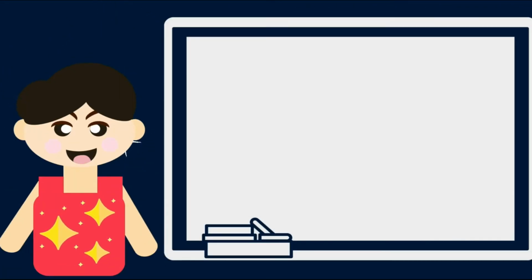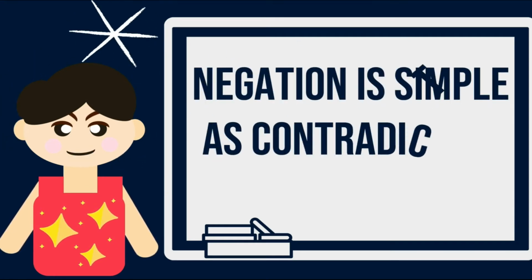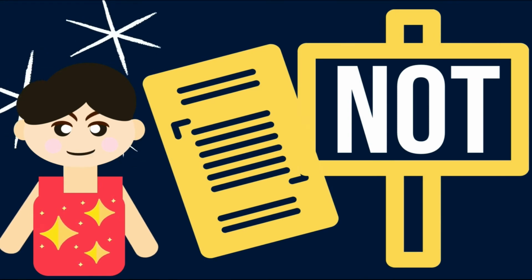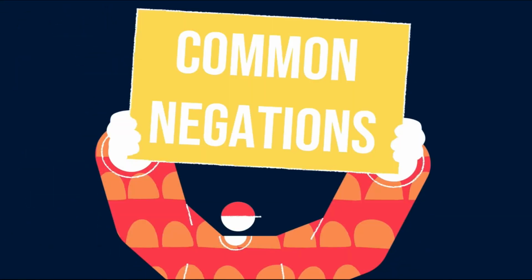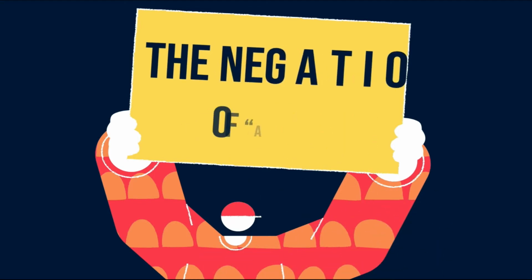Negation is simply contradicting what is stated. We add the word not to negate sentences. Let's take a look at some of the most common negations. First, the negation of A or B.